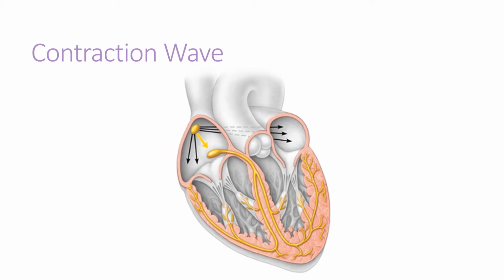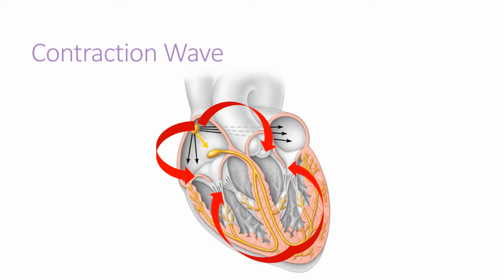Following that wave of depolarizations and electrical activity is the wave of contractions. The atria contract first, and then once the depolarization has spread through the ventricles, the contraction of the ventricles starts at the apex of the heart and then spreads up towards the semilunar valves from there.